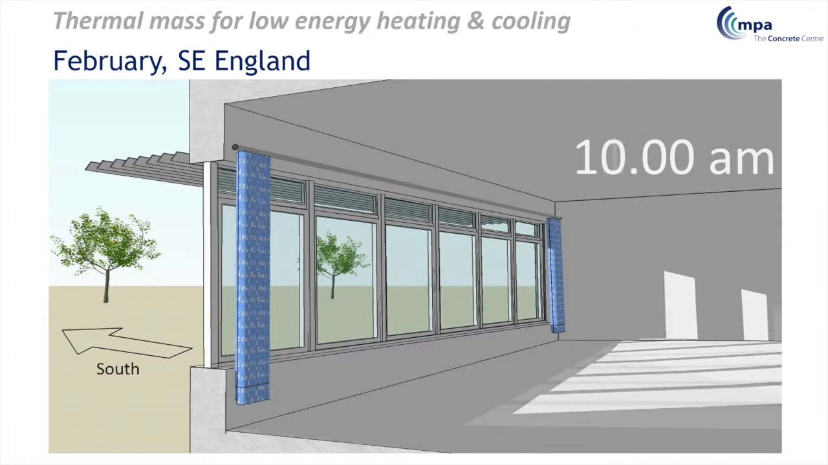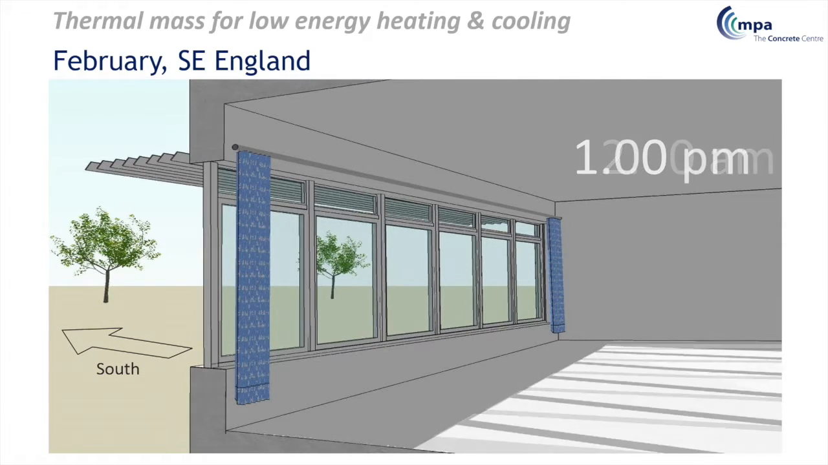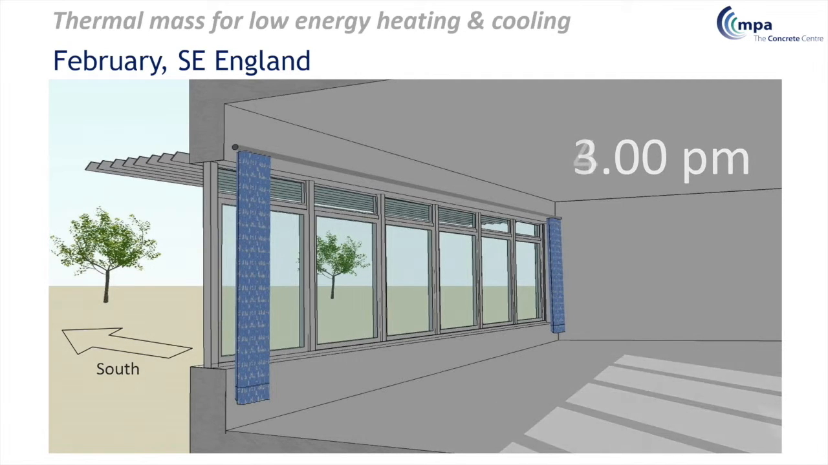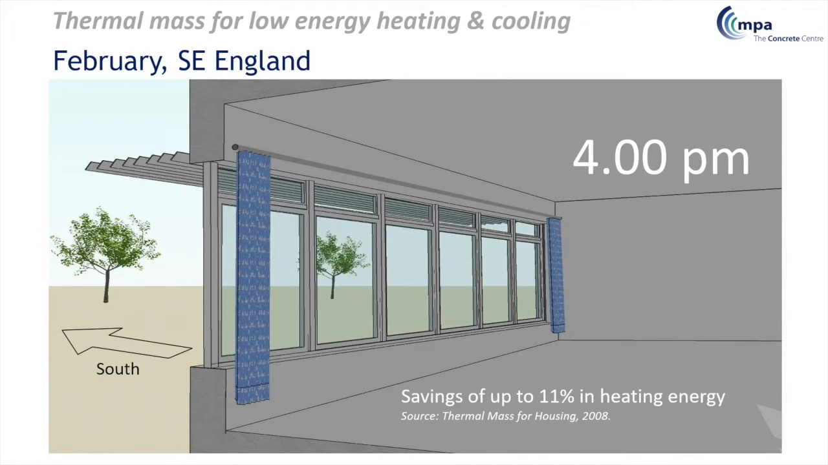So shining from the east onto the sidewall, and as we go through the day, you can see the sun tracks round onto the floor, and if you've got a bit of thermal mass in the building fabric, it's going to soak up some of those solar gains and hold on to them. And then later in the day, as the temperature starts to drop, some of that heat is re-radiated back into the space, and it just reduces the load on your heating system by around 11% or thereabouts.